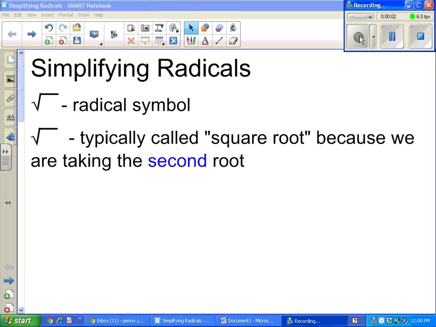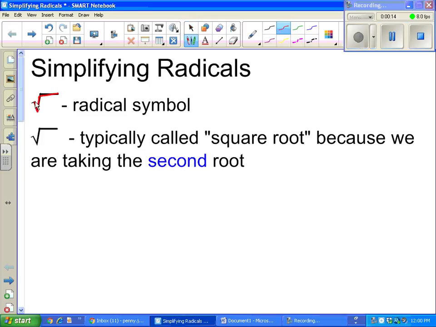All right, these are video notes on simplifying radicals, a lesson that we did on Monday, October the 26th. First thing you need to remember is that the radical symbol is typically what we know of as the square root symbol. It's called a radical because you can still draw the same symbol, and yet it can represent other roots. Okay, it's typically called a square root because we're taking the second root.